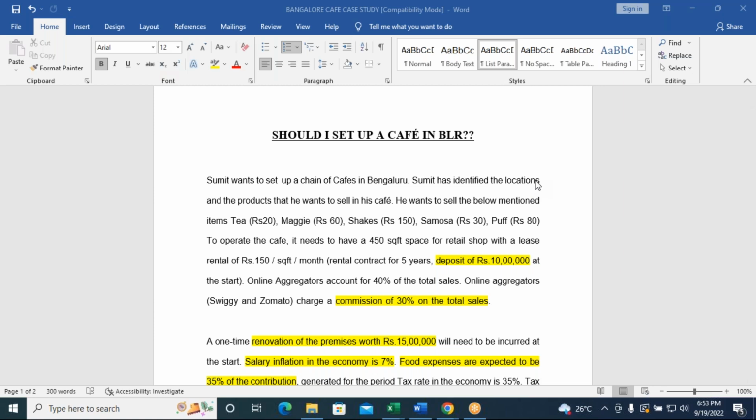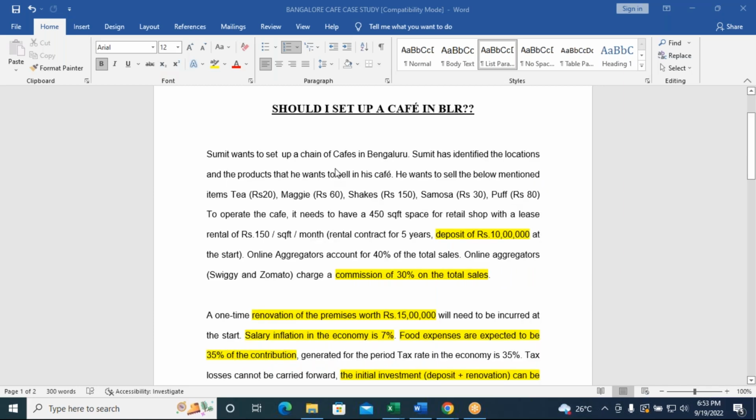Okay, so here first let's understand the situation, what the case is all about, then we will try to resolve it. So here Mr. Sumit wants to set up a chain of cafes in Bangalore. Means Mr. Sumit has an idea to start up with a cafe in Bangalore. Sumit has identified the location and the products that he wants to sell in his cafe.